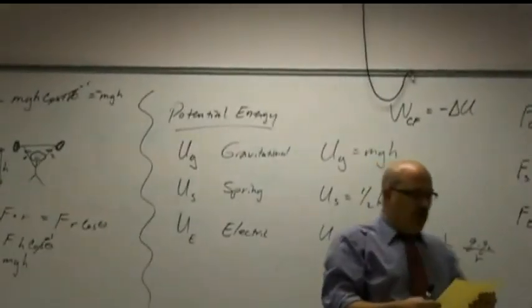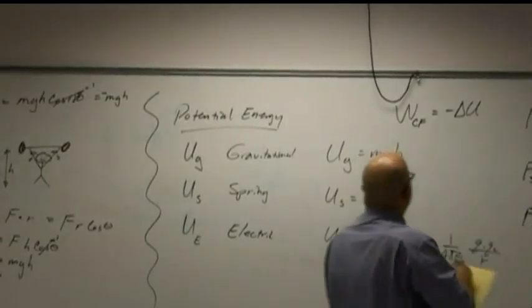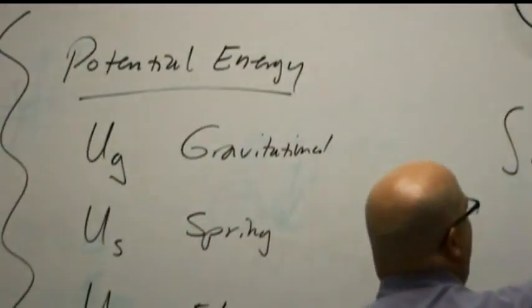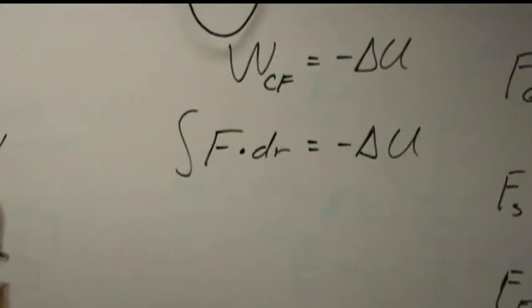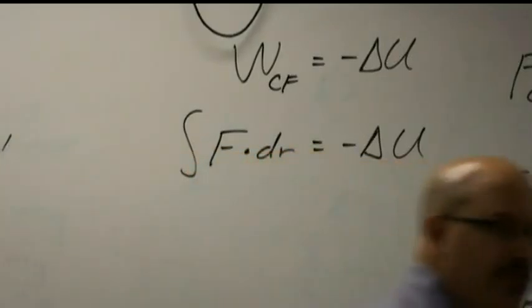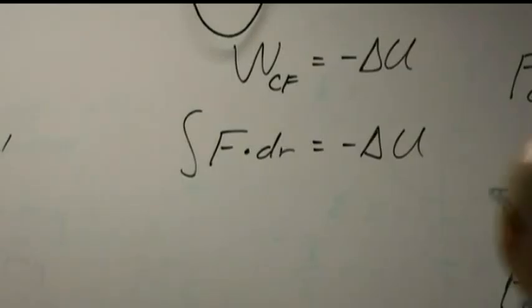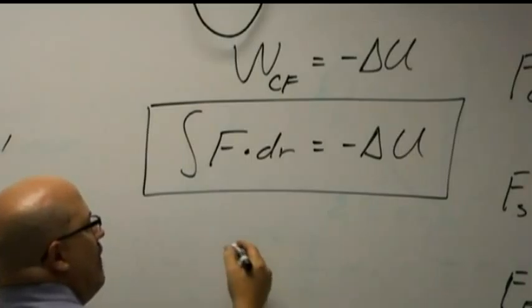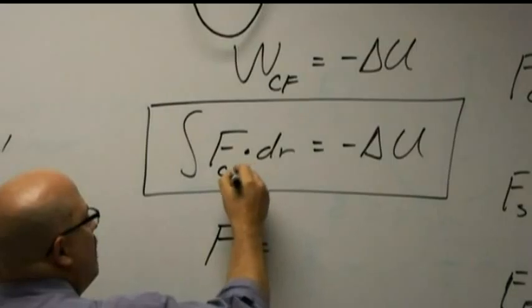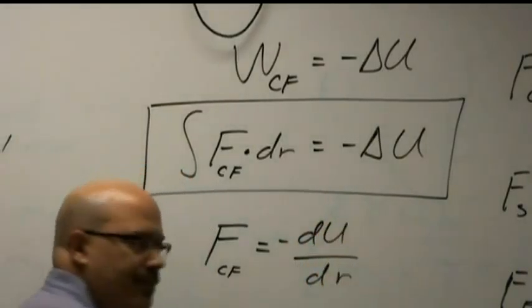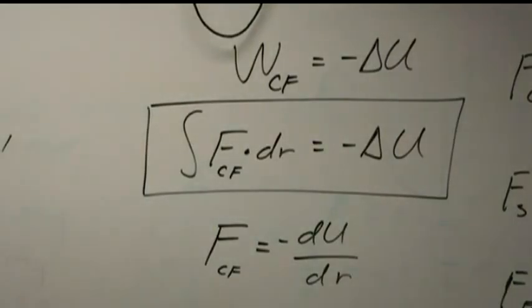Now, we can write it this way. Work is equal to the integral of F dot dr, which equals negative change in potential energy. This is the integral form. If you would prefer, you can write this in differential form. By the way, I should write conservative force here. The conservative force is equal to negative dU/dr, the negative derivative of the potential energy function. So let's take a look at that real quick.